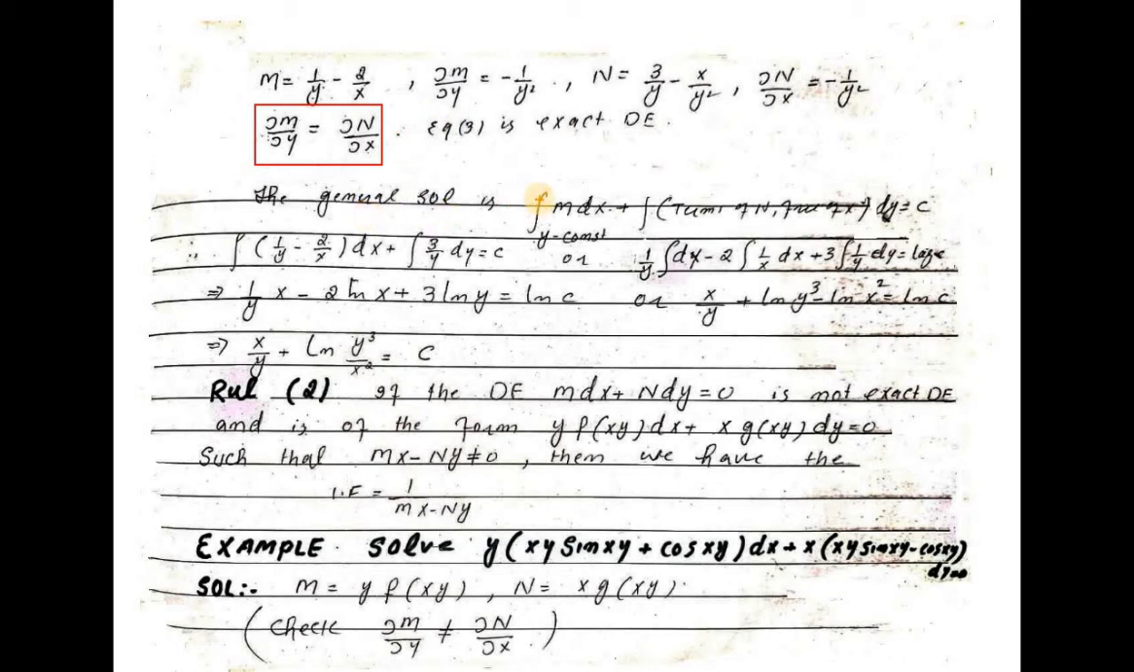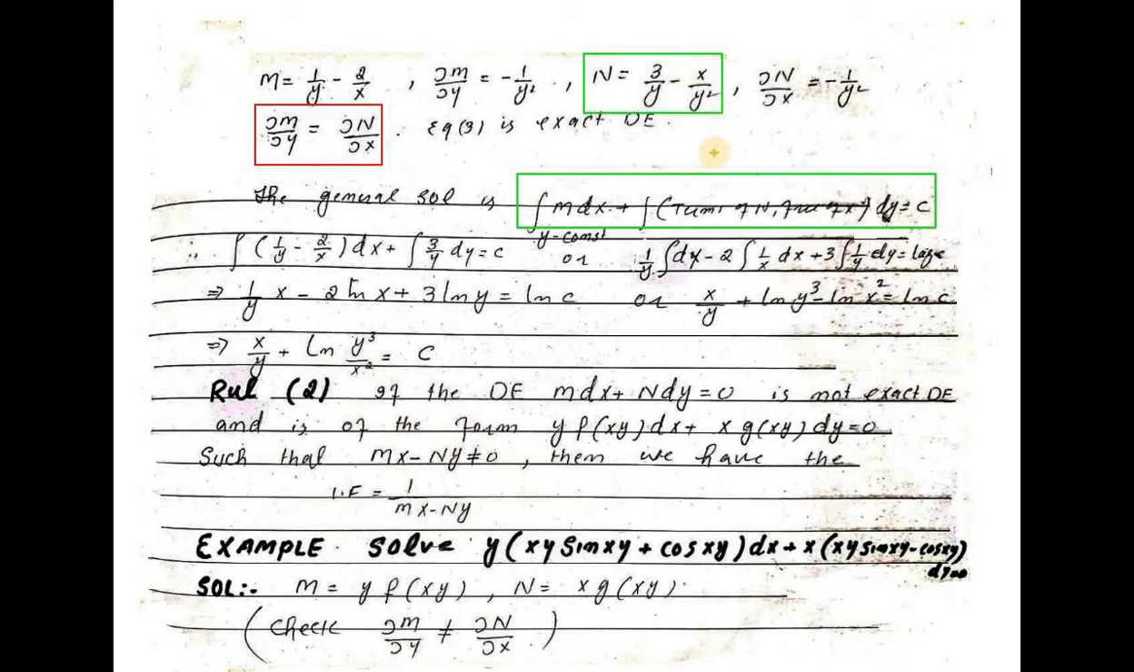The general solution is equal to integral of m dx, where y will be constant, plus integral of the terms of n free of x, into dy, is equal to c. This is the formula to find the general solution of any exact differential equation. The new equation was an exact differential equation, so to find the solution we will always use this formula, putting in the value of m.